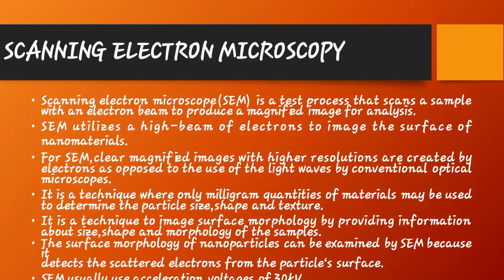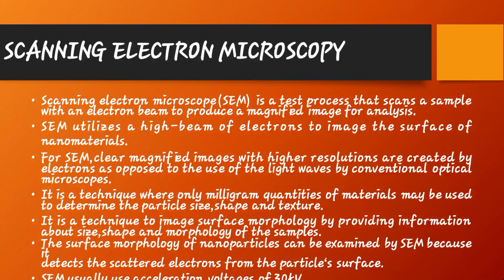Scanning electron microscopy. Scanning electron microscopy is a test process that scans a sample with an electron beam to produce a magnified image for analysis. Scanning electron microscopy utilizes a high beam of electrons to image the surface of nanomaterials. For scanning electron microscopy, clear magnified images with higher resolutions are created by electrons as opposed to the use of the light waves by conventional optical microscopes.